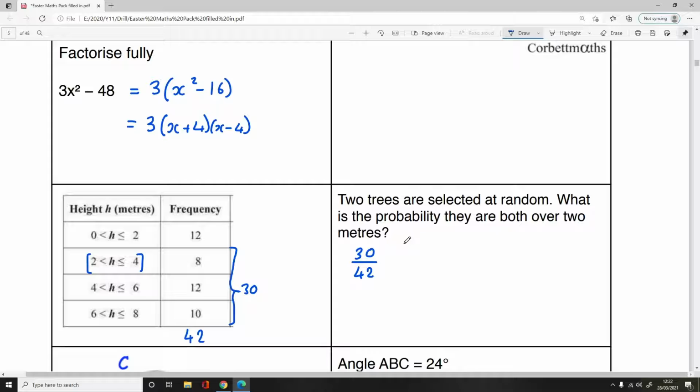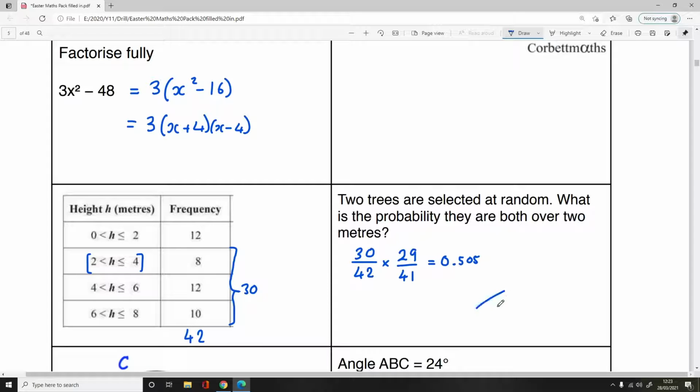But we want 2 trees. So we need to times this to get the second tree. And we've already picked a tree, so this should now be down to 29. And there is 1 fewer tree to pick from, so this is now down to 41. And then we multiply those 2 things together. And we'd get that the probability that both are over 2 meters is 0.505 or 50.5%.